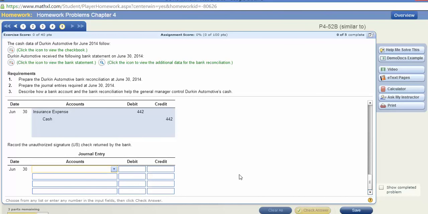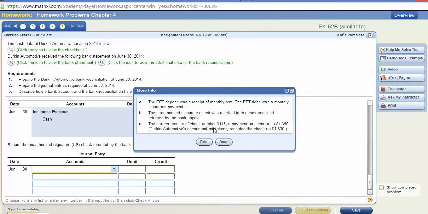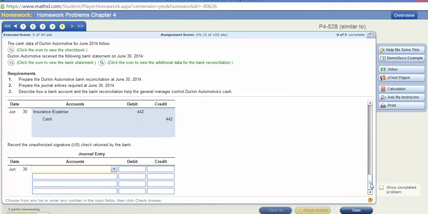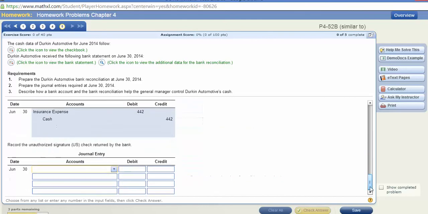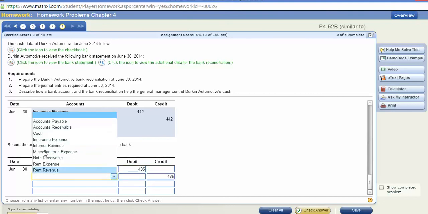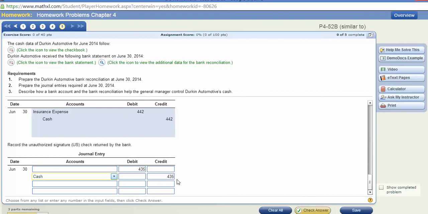Now let's look at the unauthorized check that was returned by the bank. Okay, this is the one that, hey, we're letting you know that this person paid on account, right? If you look here carefully, it'll show the unauthorized signature check was received from a customer and returned by the bank unpaid. So again, this is a check just like an NSF check in that it's no good. What this means is that with this check amount, which you come up here and it tells you what it is, unauthorized signature check, that means you're going to have 435 debit, 435 credit. Cash that you thought you had, you don't have, so you have to lower the cash account. So the only real question is, what do you debit?